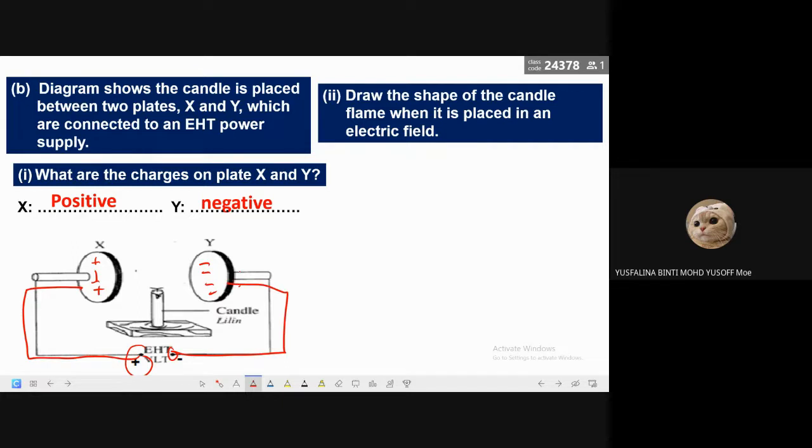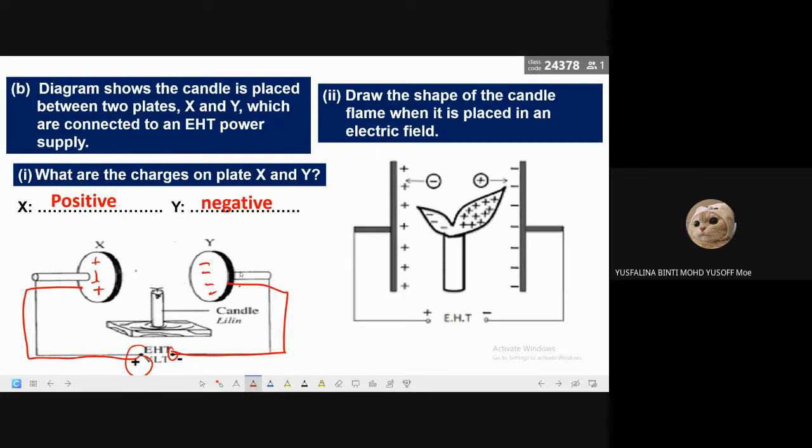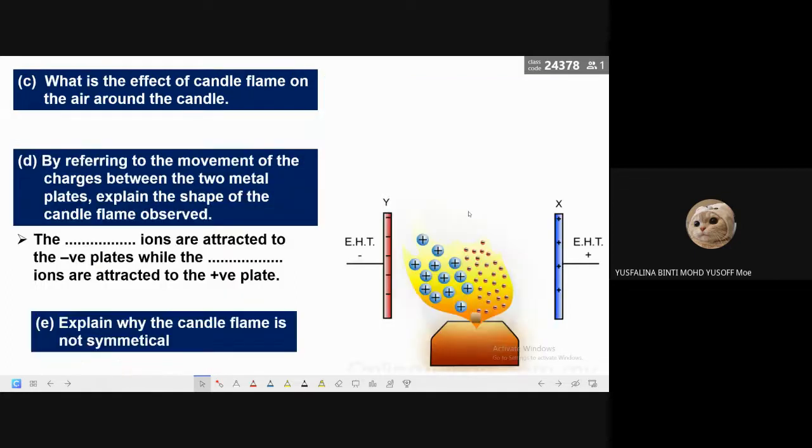And you have to draw the shape of the candle when it is placed in the electric field. You can see here the one that attracts the positive charge at this side, the size of the flame is bigger than this part. So you need to draw it like this. The positive part is bigger than the negative one. Why? Because the size of the positive charge is bigger than the negative.